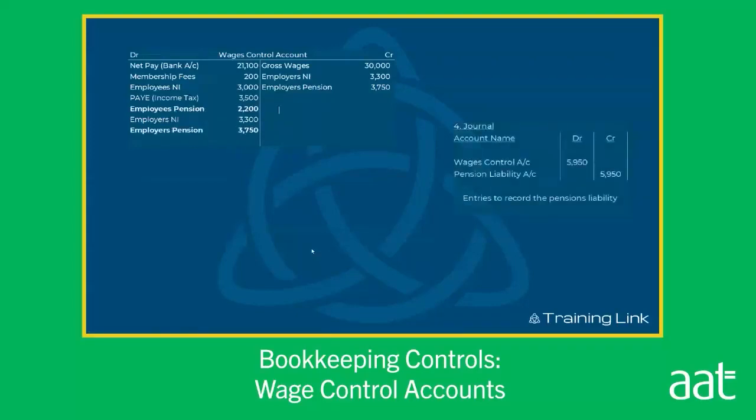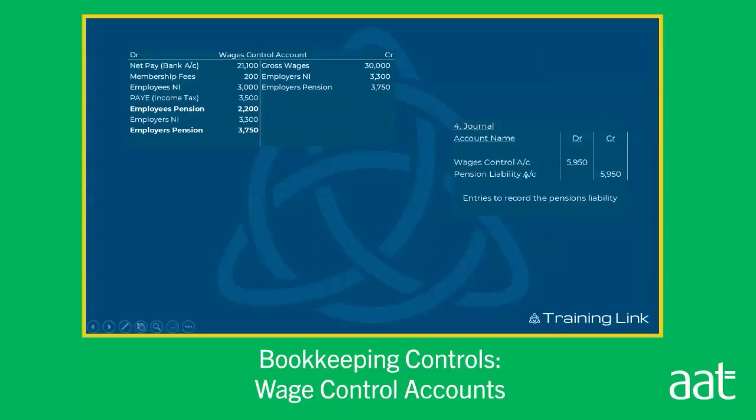That's just going to leave us with one final set of transactions that we need to record, and that's for the pension contributions, both employees and employers. The 2 figures to add together, 2,200 and 3,750, means that the total is 5,950. We already have the debit entries within the wages control account, and we simply need to record their opposing entry for £5,950 in the pensions liability account.